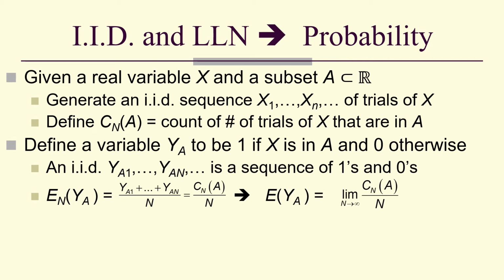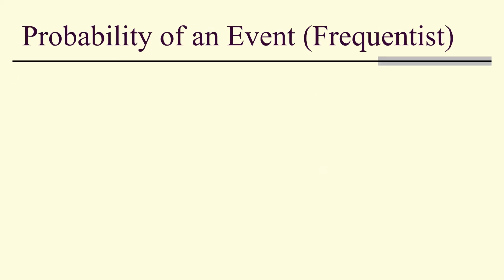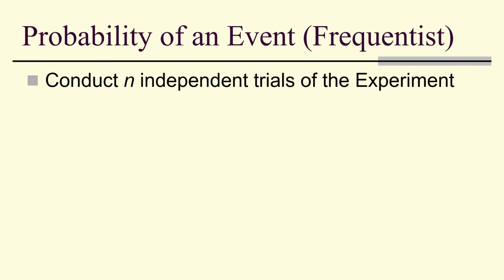In other words, the theoretical expected value of y sub A is the limit as n goes to infinity of c sub n, the count of the number of trials in A, over n. And that gives us a definition of probability. The expected value of y sub A, which is the relative frequency, c sub n of A over n, is defined to be the probability that X is in A, which we write like this.